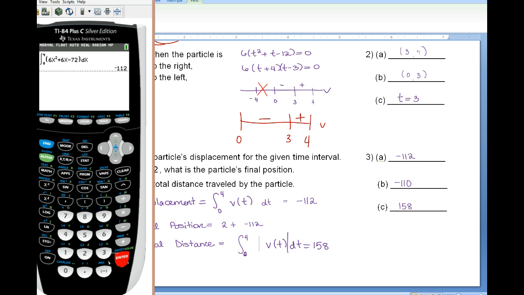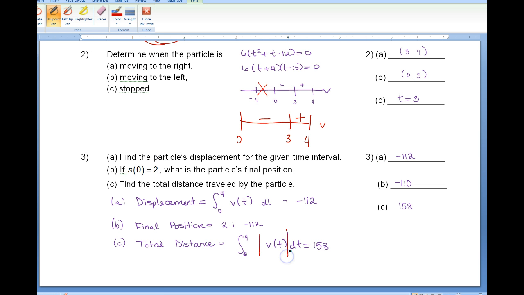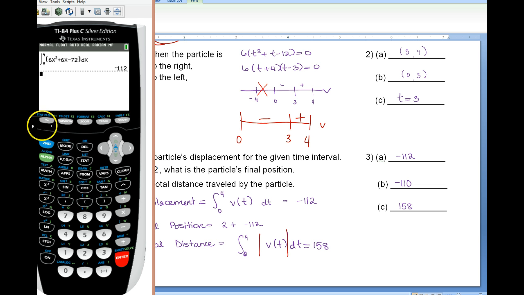We do the total distance for this one. I had a really hard time with it. Okay, total distance, what did I say? It's the absolute value of v of t. So you're asking how do we do that? On a calculator, you do the same thing, but before you start typing it in, we do math, go over to number, absolute value.